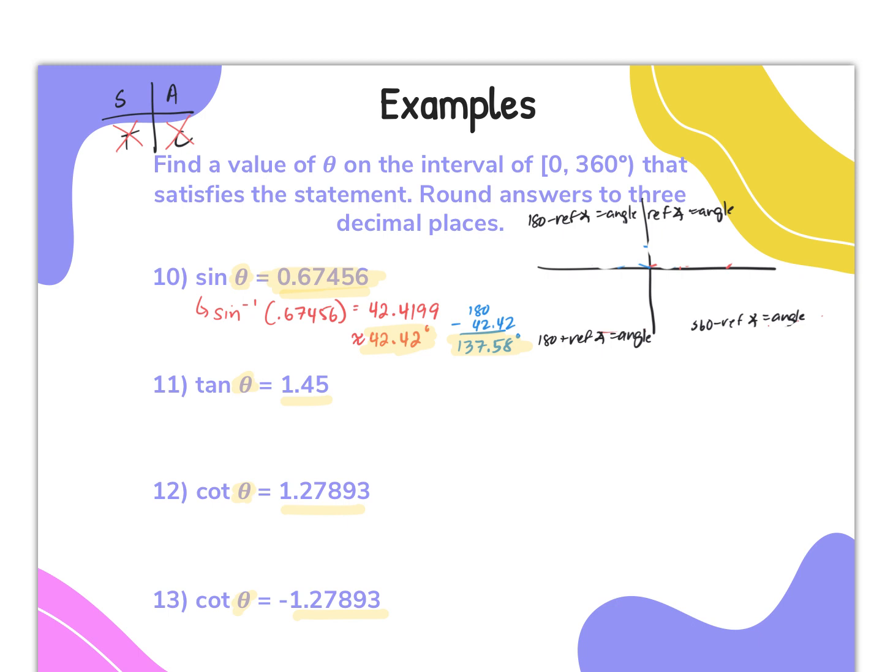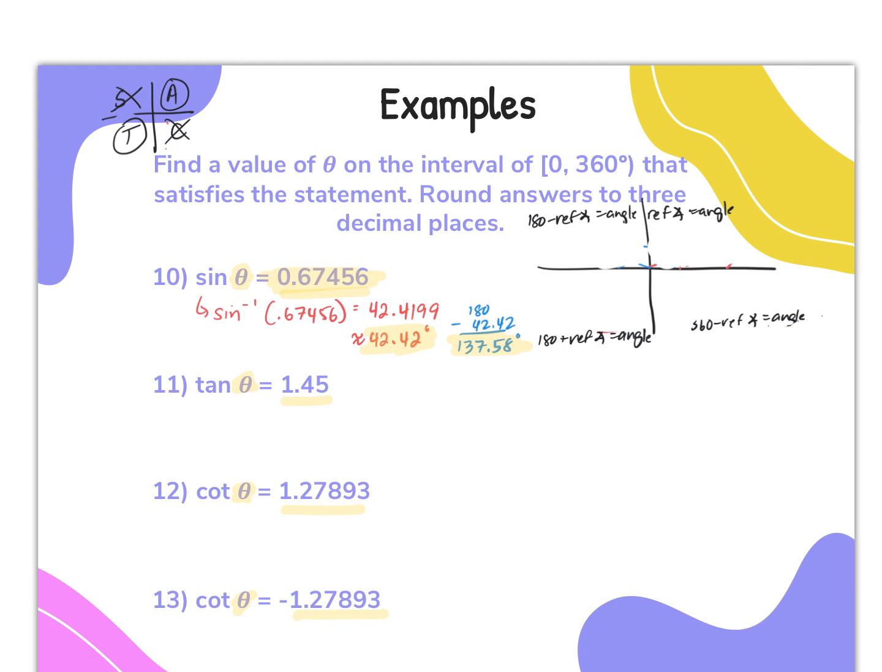So now I come over to here, and I know, again, the tangent of theta is 1.45. So again, let's go over to here, All Students Take Calculus, and ask ourselves, what quadrants will the tangents be positive? Well, the tangents are positive in quadrant 1 and quadrant 3. Tangent is negative in the other two. So I know my answer is going to be in those two quadrants. My two angles are going to come from those quadrants.